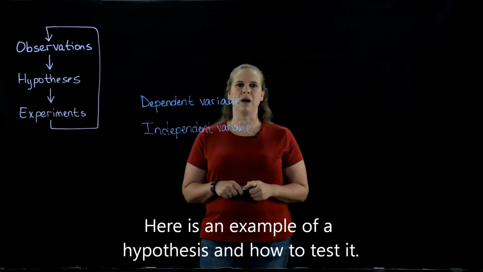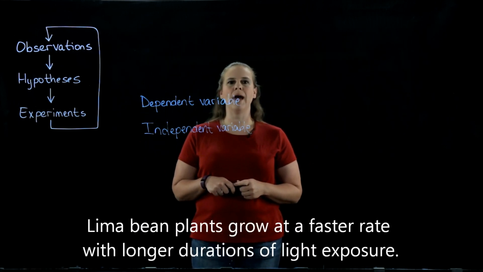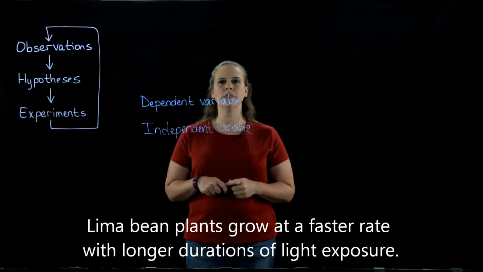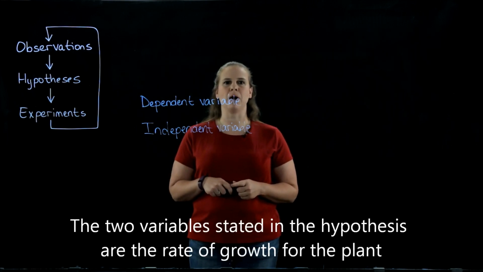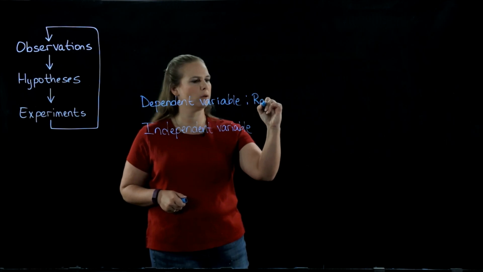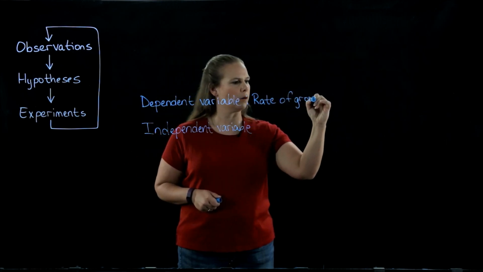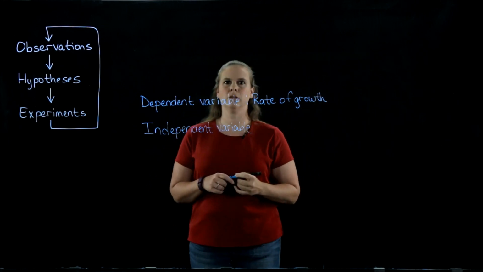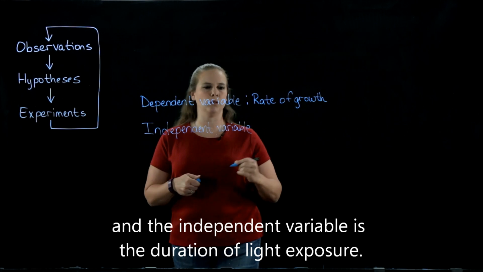Here's an example of a hypothesis and how to test it. Lima bean plants grow at a faster rate with longer durations of light exposure. The two variables stated in the hypothesis are the rate of growth for the plant, that's the dependent variable, and the independent variable is the duration of light exposure.